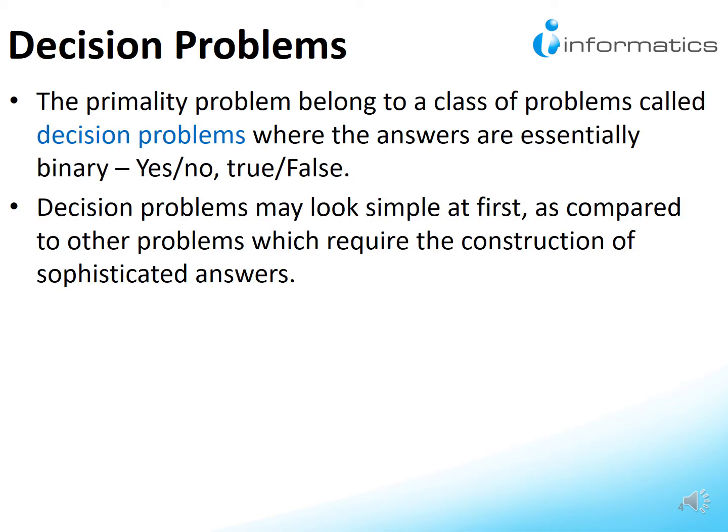The primality problem belongs to a class of problems we call decision problems. Decision problems just ask for yes or no, true or false. Intuitively, on the surface, it seems that decision problems are much simpler than the other type of problem called construction problems. A construction problem asks for a solution, which can be a complex object, and a decision problem just says yes or no. It seems to be easier.